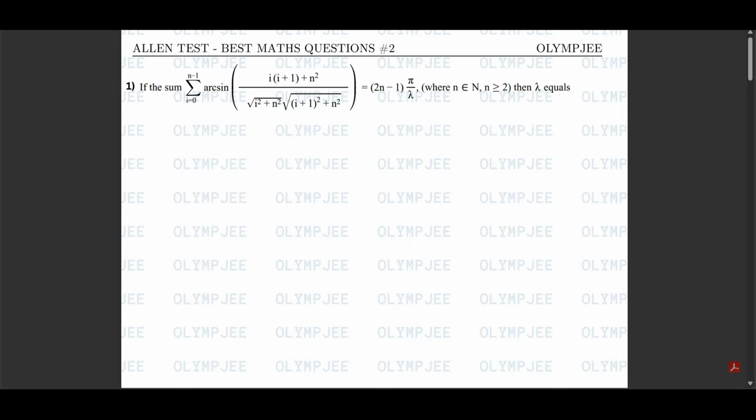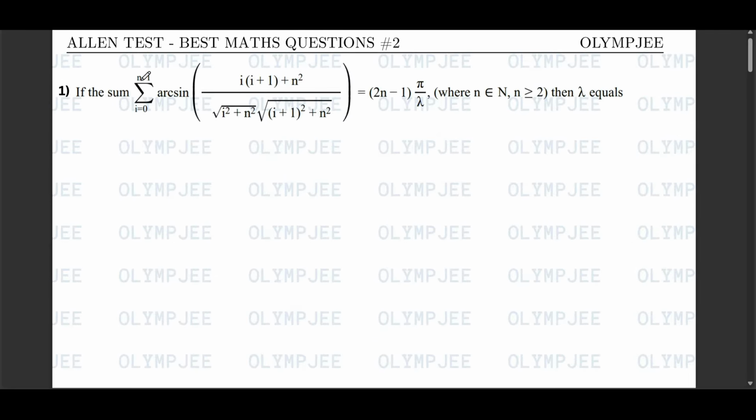So let us begin with the first question. It is a very good question relating to trigonometry, vectors, and summation. If the sum of this summation of arc sine is equal to (2n minus 1) pi by lambda, where n belongs to natural numbers and n is greater than or equal to 2, then lambda is equal to? So first we look at this expression.